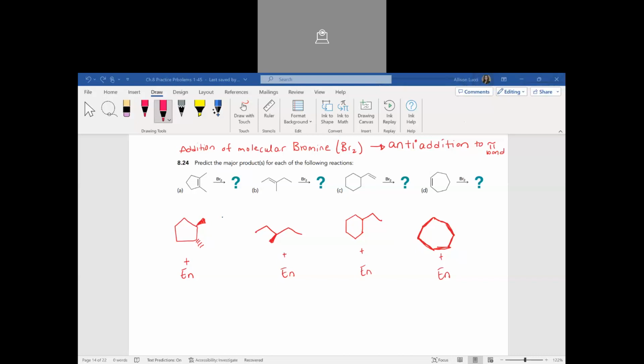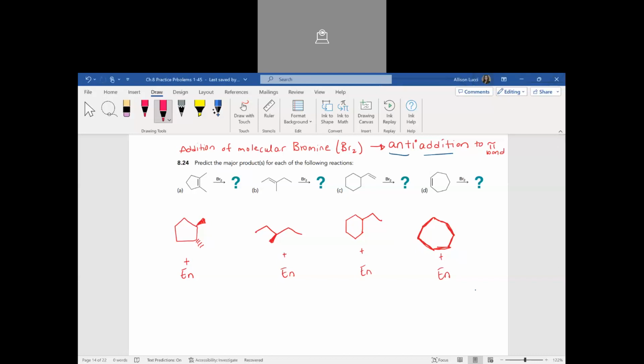So our next problem that we'll take a look at from chapter 8, number 24, we're asked to predict the major products of each of these reactions. So we have bromination of our alkene, of our pi bond, and we should note that the addition of molecular bromine will follow an anti-addition pattern to our pi bond.